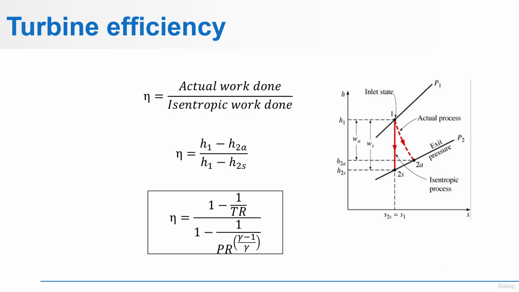Also, the efficiency of turbine is given by this formula. Actual work done by the turbine divided by the isentropic work which can be done by the turbine. Here the efficiency formula is finally converted to this format: 1 minus 1 by temperature ratio divided by 1 minus 1 by pressure ratio power gamma minus 1 by gamma. We shall go back to CFX and specify this expression for efficiency calculation.